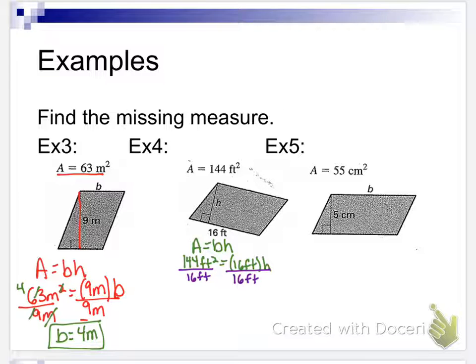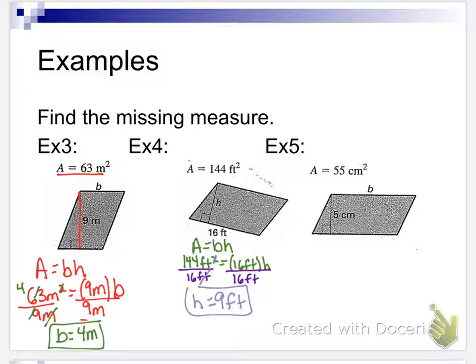You see that there are feet in the numerator and denominator. So 1 foot cancels with the square in the numerator. And then we look to see how many times 16 goes into 144. So let me put that in my calculator. 144 divided by 16 gives me 9. That's a terrible 9. 9 feet. So my height is 9 feet.